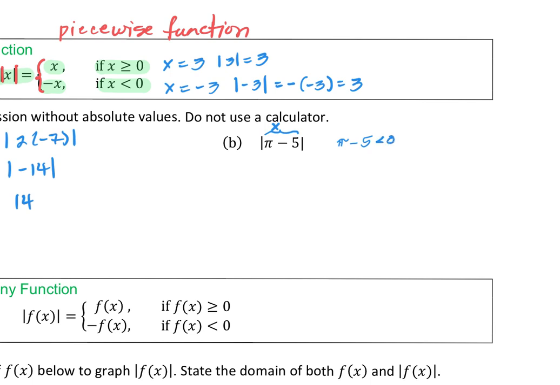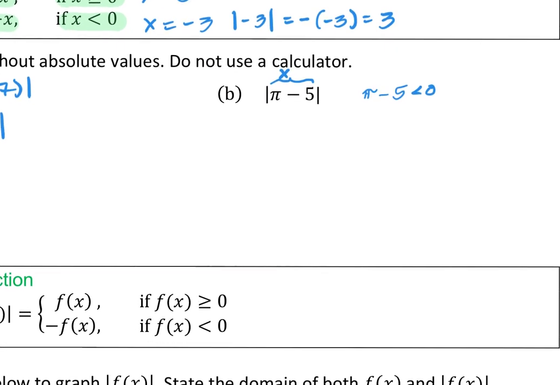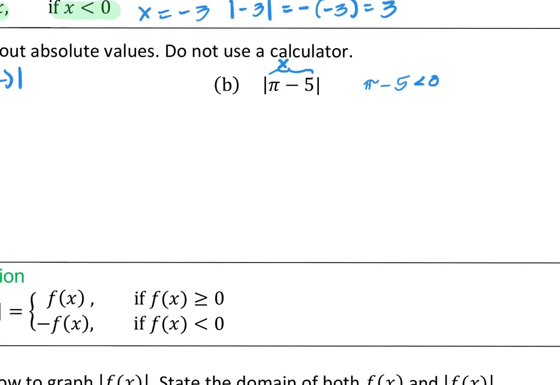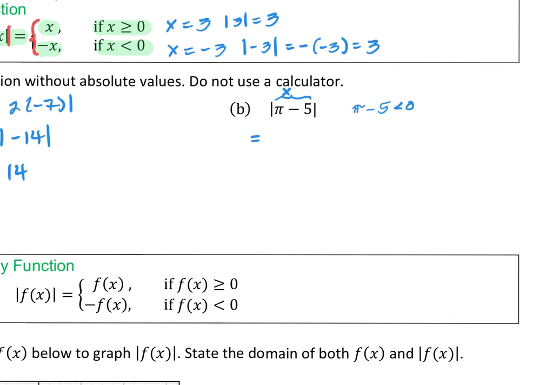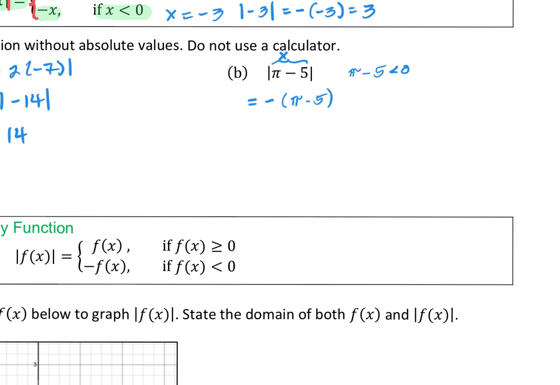And because it's less than 0, I can get rid of the absolute values without using a calculator by using the definition. This would be equal to the negative of whatever is inside the absolute value. So we're taking the negative of all of that. And I got rid of my absolute values. However, this is not really simplified. So I'm going to go ahead and get rid of the parentheses by distributing the negative to write negative pi plus 5. I didn't use a calculator. This is an exact answer, and I no longer have absolute values. So if this were equal to something, then that's how I would get rid of my absolute values.